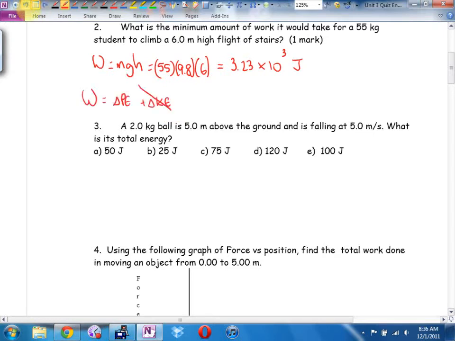You're on the ground? Your initial height is zero? I'm talking number two here. I'm still talking question two. Okay, question two. We're good?